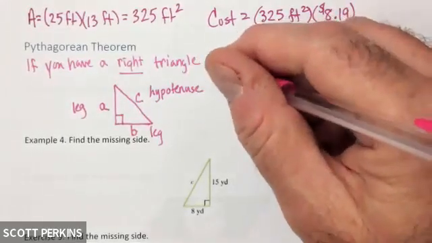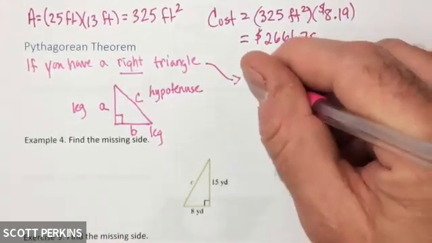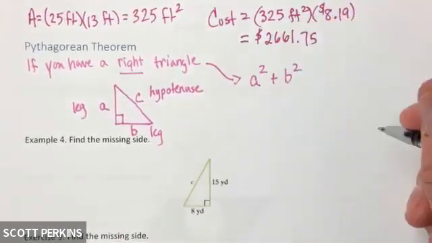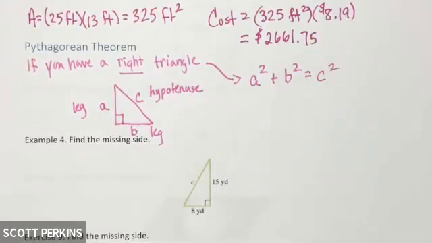So if you have a right triangle, then the relationship between the sides is given like this. If you take A and you square it, then you add B and you square it, then what you get is C squared.